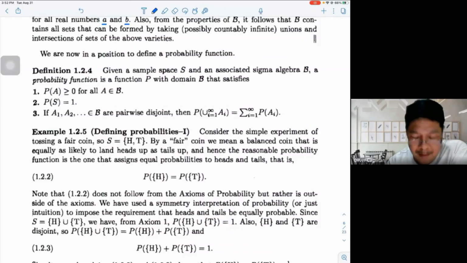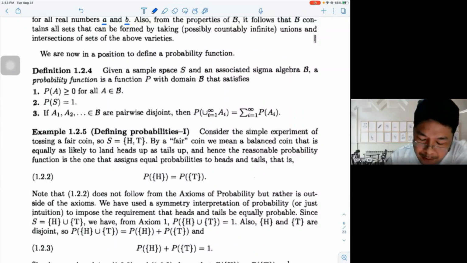Okay, so we have here the three properties. In order for us to show that a particular function is a probability function, we must show these three axioms. That is, the probability of an event in script B should always be non-negative, the probability of the sample space should be equal to 1, and the axiom of countable additivity must also be satisfied.